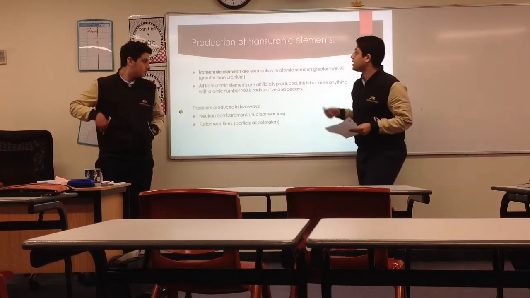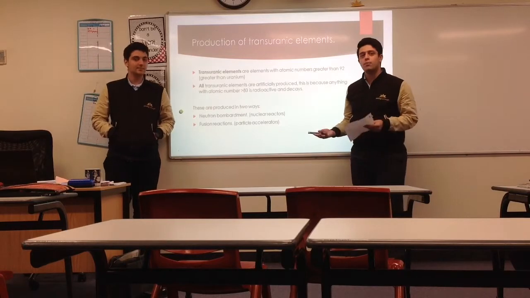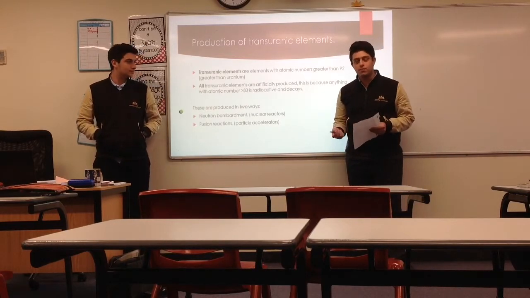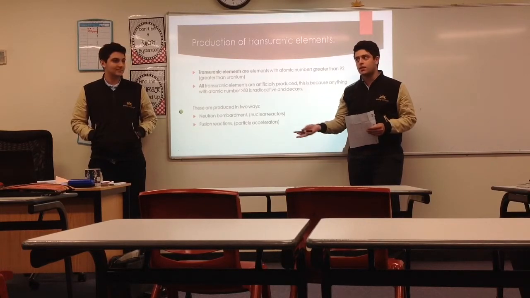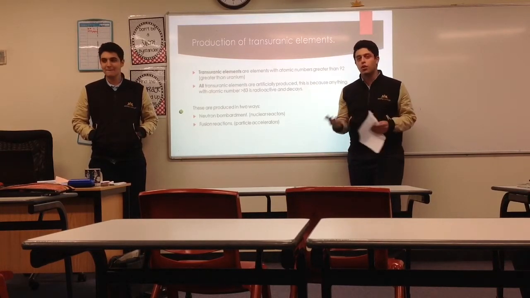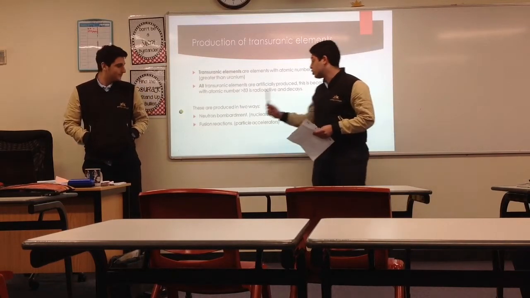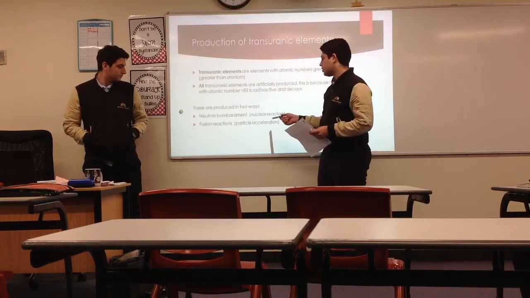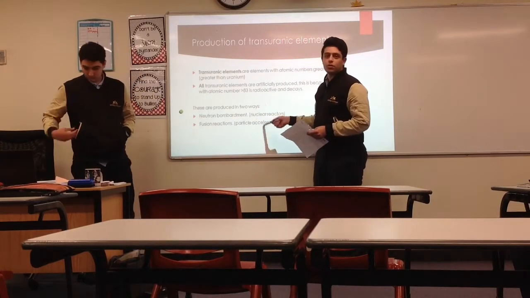Alrighty, so transuranic elements. Transuranic elements are the ones with an atomic number greater than 92, that is uranium. They are artificially synthesized, so basically they are made by humans and are not found in nature. There are two ways that they are produced. The first one is neutron bombardment in a nuclear reactor, and the second way is the fusion reaction, which is made in a particle accelerator.